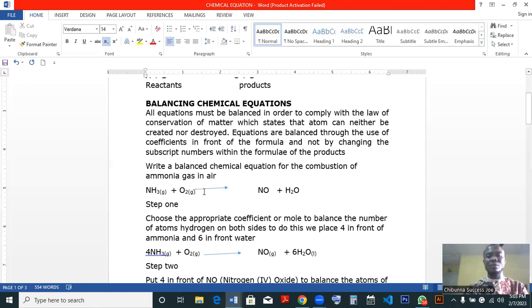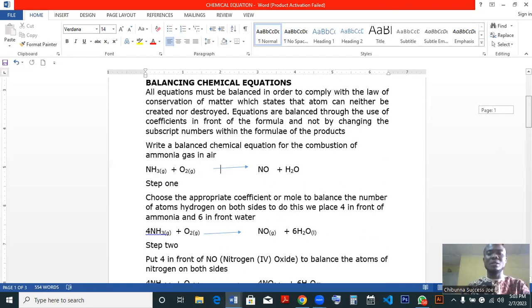Here, if you are balancing, you don't need to rewrite or change anything. All you need to do is look at the elements involved here, and look at the number of atoms. Ammonia is NH3, and oxygen in the air is O2. So we have an oxygen molecule, and this will form nitrogen monoxide and H2O. Now, how do you balance this equation? That's the question.